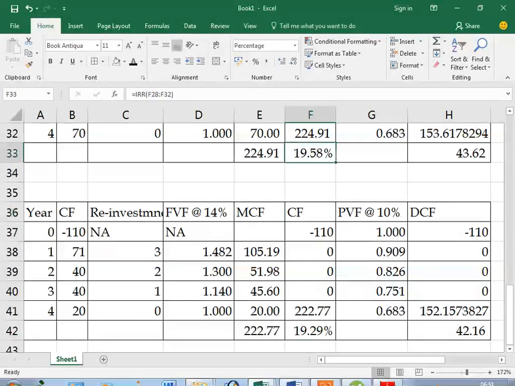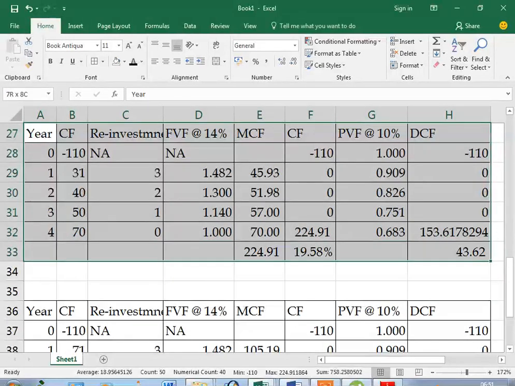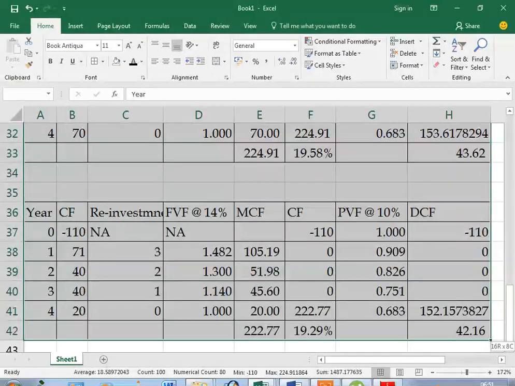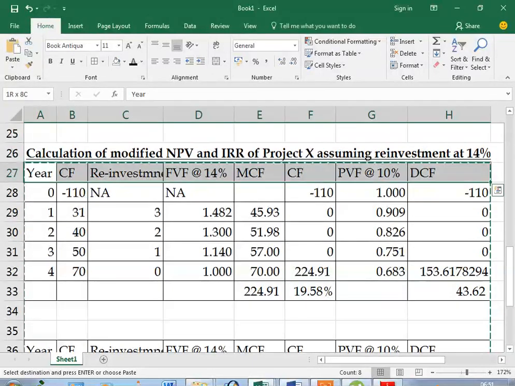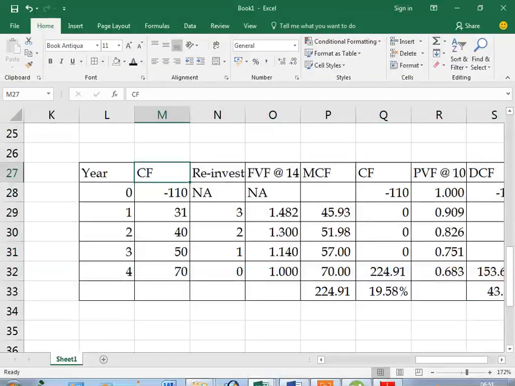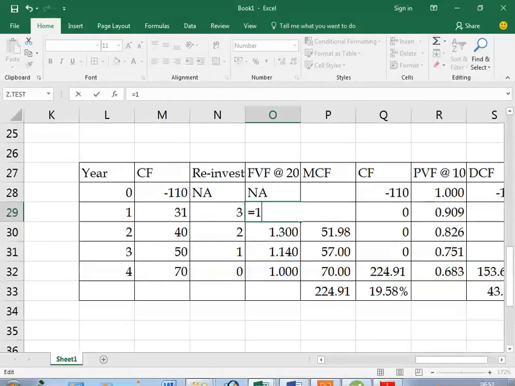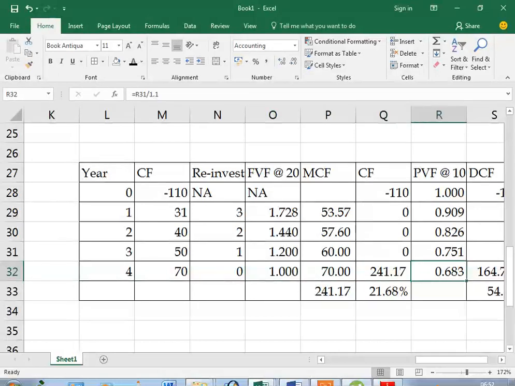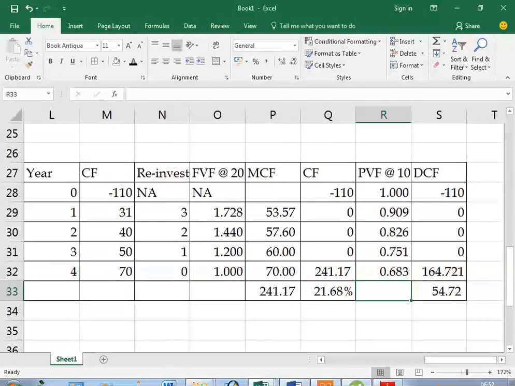Any doubts on this? Now I'll give the answer to the other part also. Listen for a minute. The other part says reinvestment will happen at what rate? 20%. So listen for a minute. FVF at 20%. My future value factor will be at 20%. So 1.20 into 1.20 into 1.20. These are my future cash flows, and NPV will be 54, IRR will be 21.68.